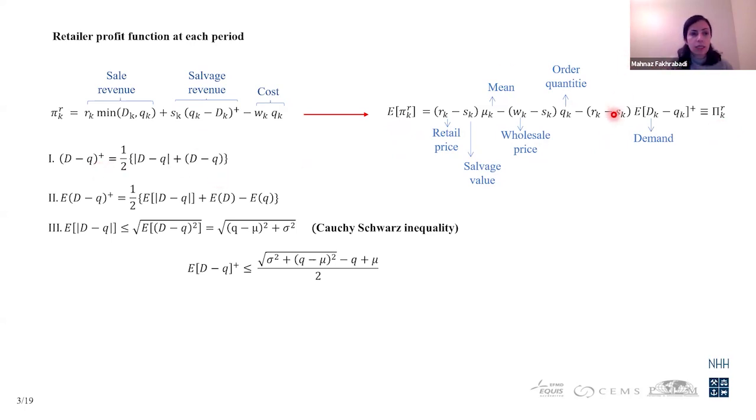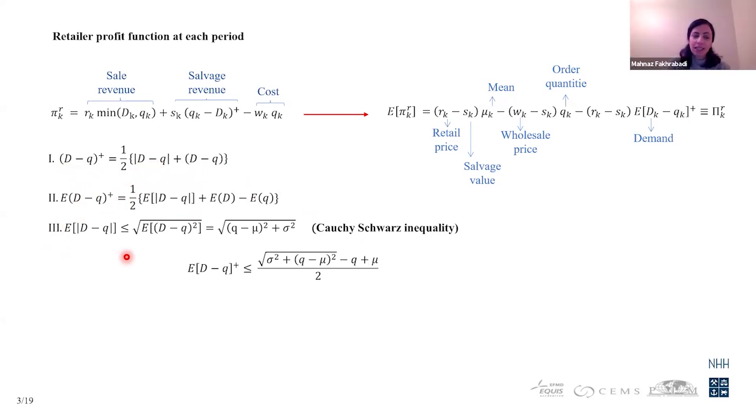Let's do it step by step. For (D minus Q)+ that we have here, we know from mathematics that (D minus Q)+ is 1/2 of the absolute value of D minus Q plus D minus Q. So if we take the expectation of (D minus Q)+, it equals 1/2 expectation of the absolute value of D minus Q plus the expectation of demand minus the expectation of Q. Can you see my arrow? Yes, we can. Okay, that's good.